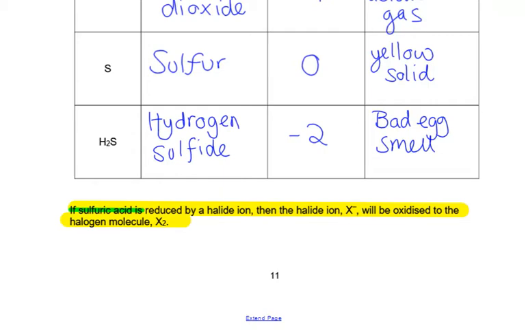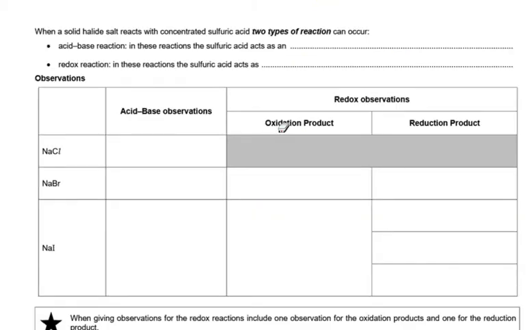As I say, when you're looking at this reaction, your teacher will have demonstrated or talked through the observations. So I'm just going to write the observations in and check a few. When we come to write the equations, you will see that there are two types of reactions. There is an acid-base reaction, in which the sulfuric acid is acting as an acid. Also, in some of them there is a redox reaction taking place as well. In these reactions, the sulfuric acid will be acting as an oxidising agent.